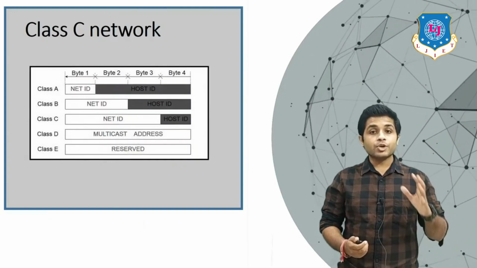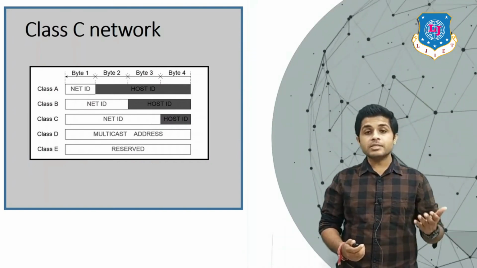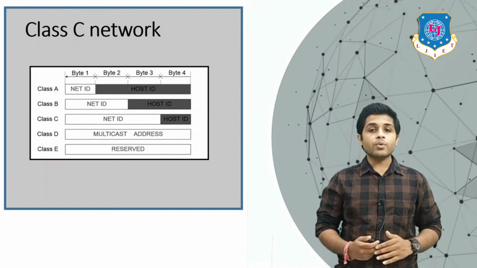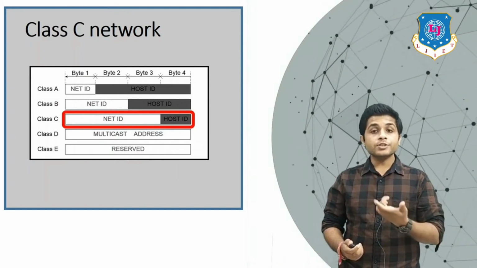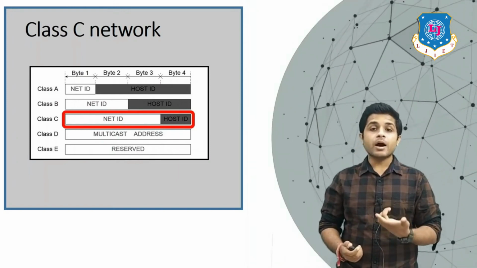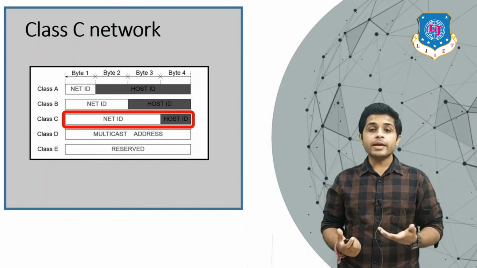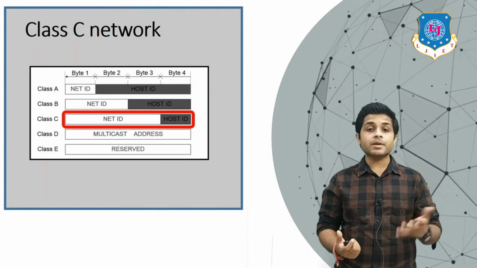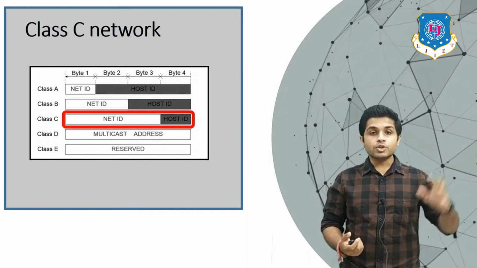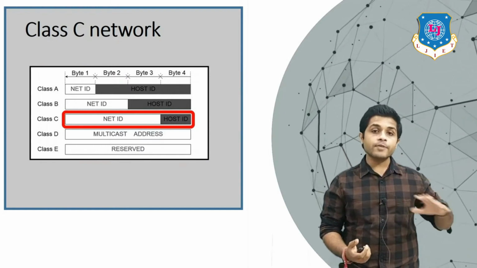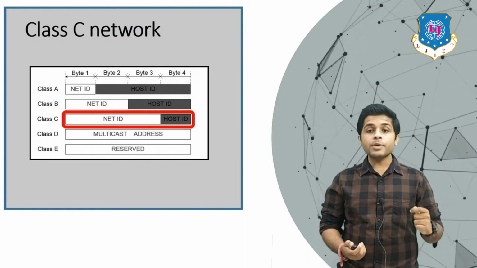We know that the total IPv4 addresses are divided into 5 classes: A, B, C, D and E. Right now we are only interested in class C. In class C, the first 3 bytes, meaning 24 bits, are for network ID and 8 bits are for host ID. From the network ID, you will know how many networks are possible in class C. So how many networks are possible? 2 raised to 24 individual networks are possible in class C. And in one network, how many hosts are possible?